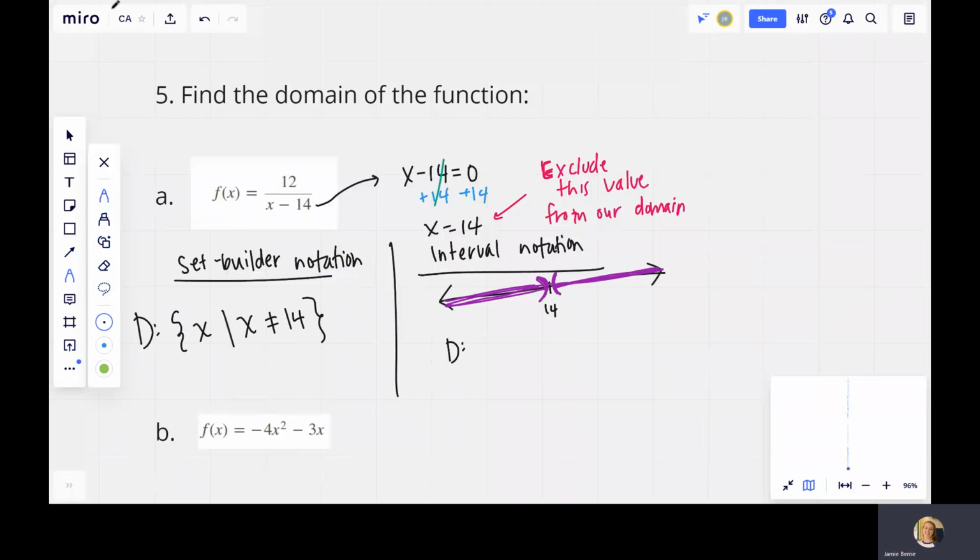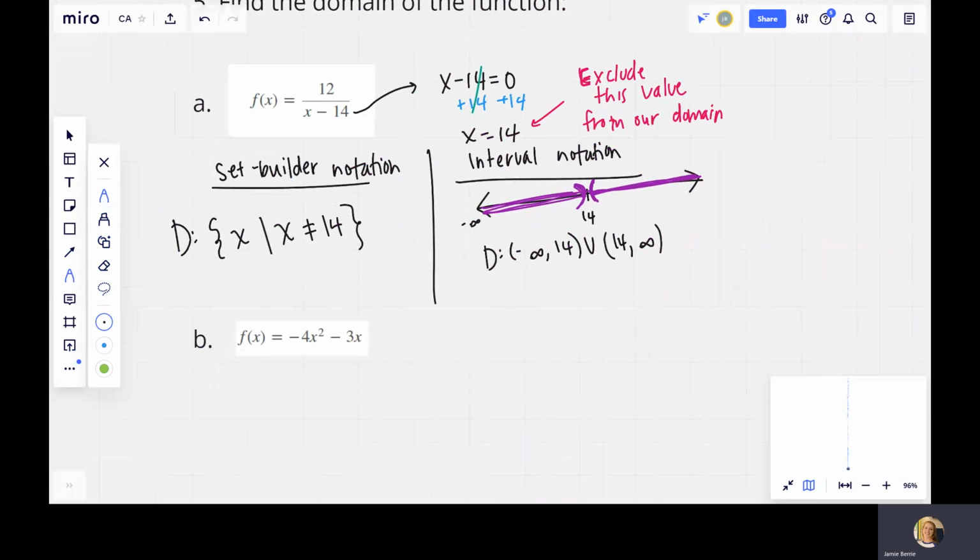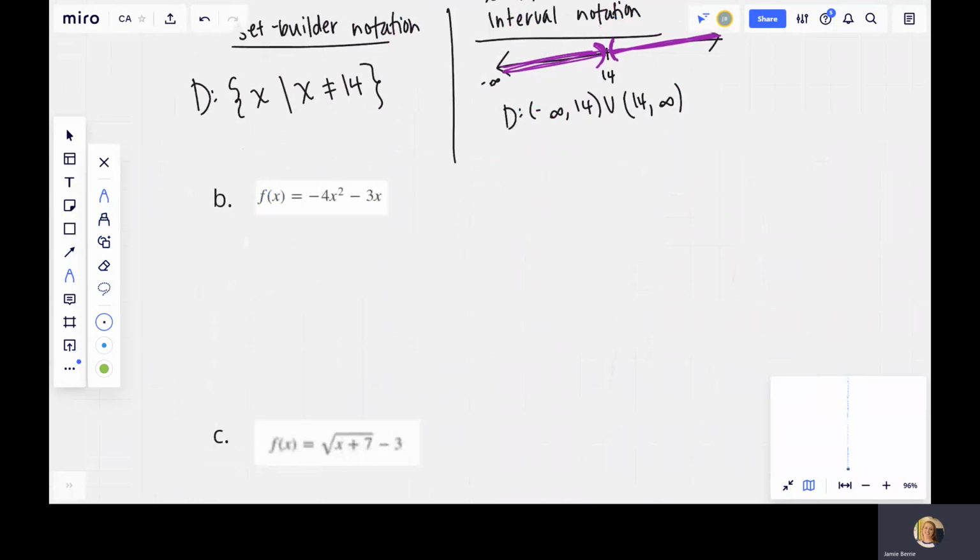So this would be out here at negative infinity, goes all the way up here to 14, close parentheses. We got a little gap there, so for a gap, we use the union. Open back up at 14 to infinity. So those are two different ways you can write the domain of this function. I'm fine with either of these on the test. Obviously, set builder notation is easier, so that's the one that I would use.